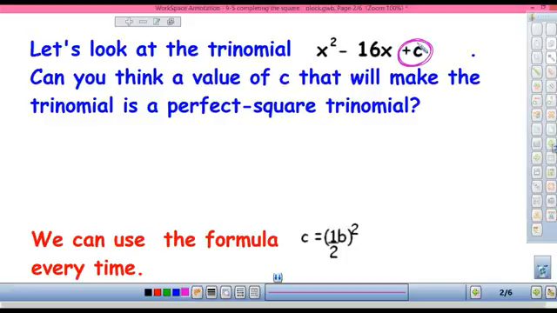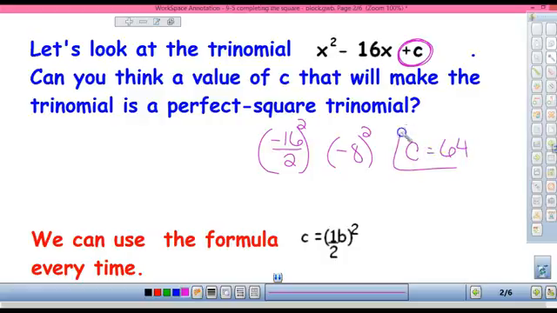Okay, so in this case, what is my b? Negative 16. So we're going to take negative 16 divided by 2, which is negative 8, and then we are going to square it, so c has to be 64. Okay, some people aren't writing this down. Not sure why.